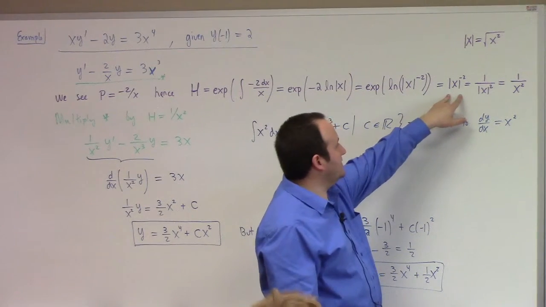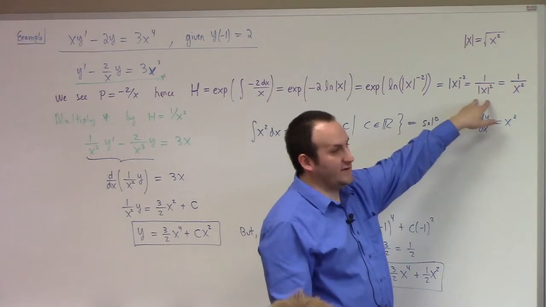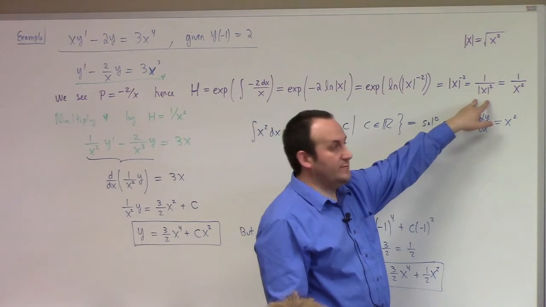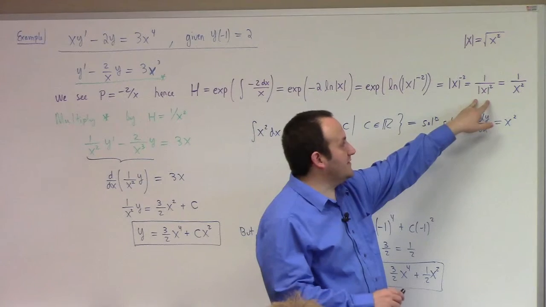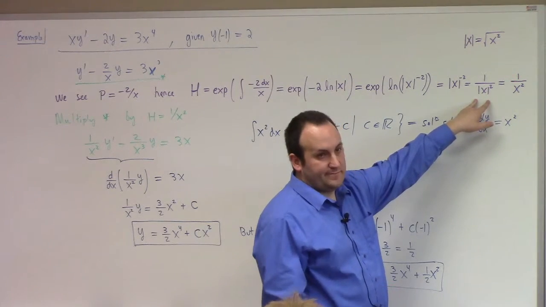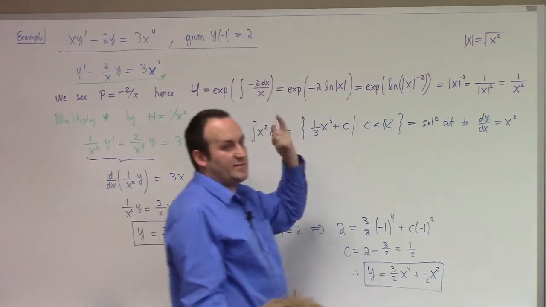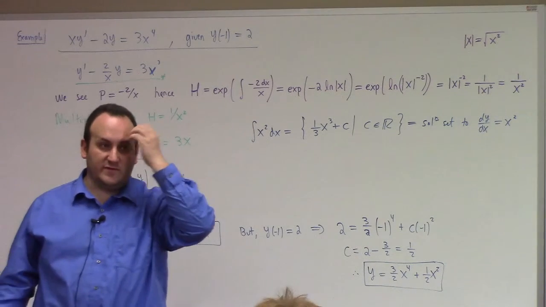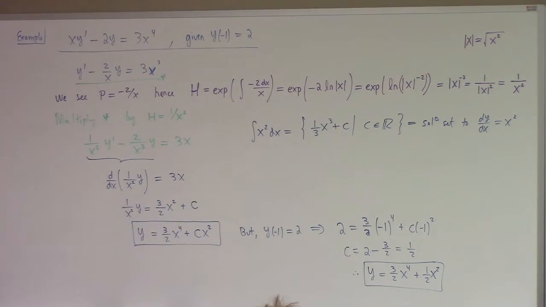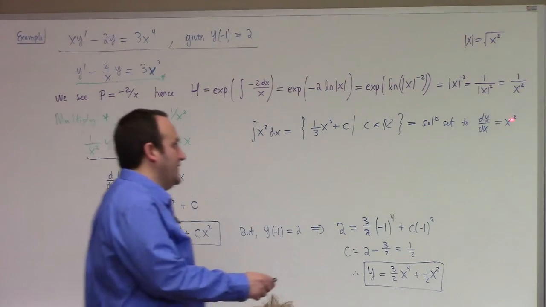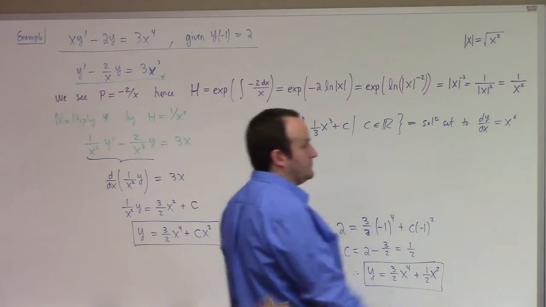And then you've got x to the minus 2, which is 1 over the absolute value of x squared, but the absolute value of x is the square root of x squared, so you square that, you get back x squared. Or if you like, the absolute value of x is plus or minus x, so if you square it, you get x squared. You guys with me? All right. So the integrating factor for this one is 1 over x squared.